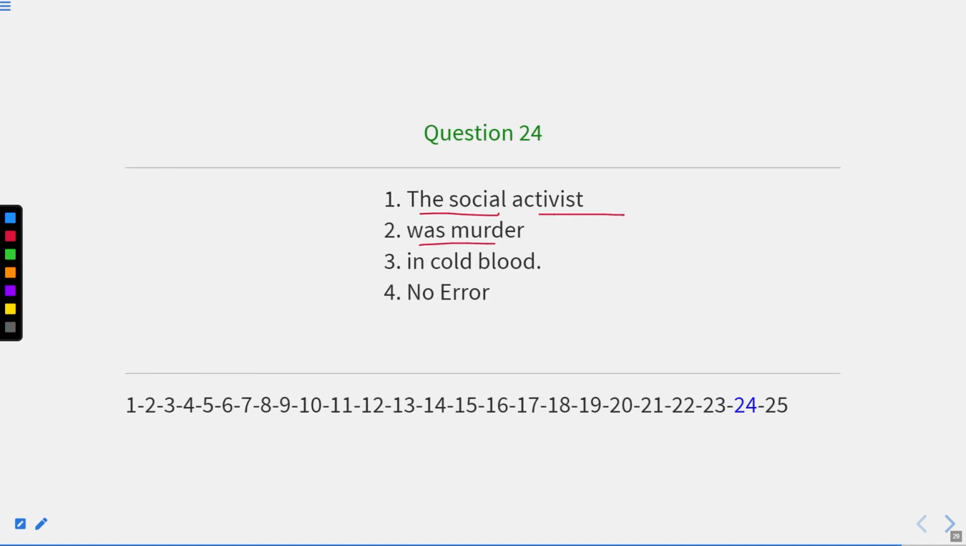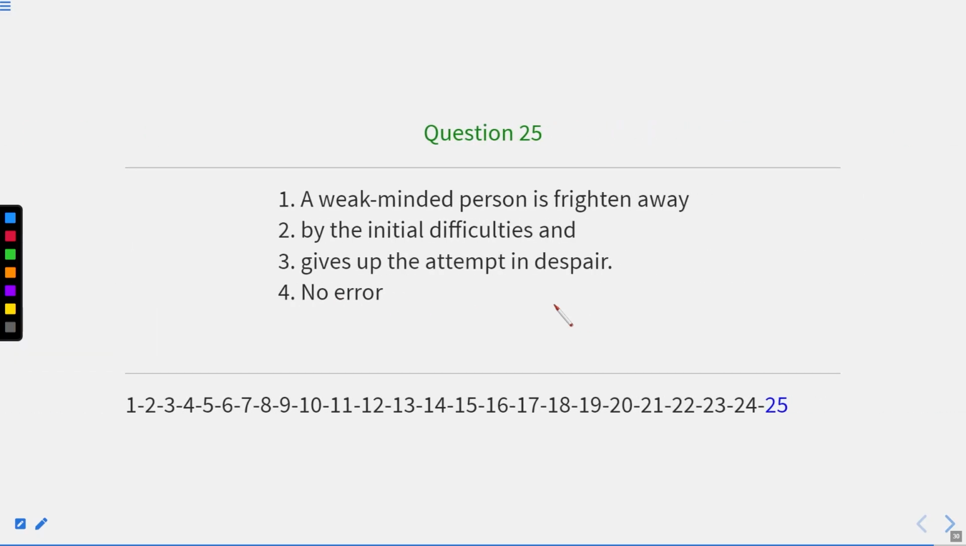The social activist was murdered in cold blood. So, was murdered in cold blood. Okay, was murdered will be the correct answer, because after this we need the verb third form. Okay, now let us move to question number 25. Now, this is the last question of today's session.